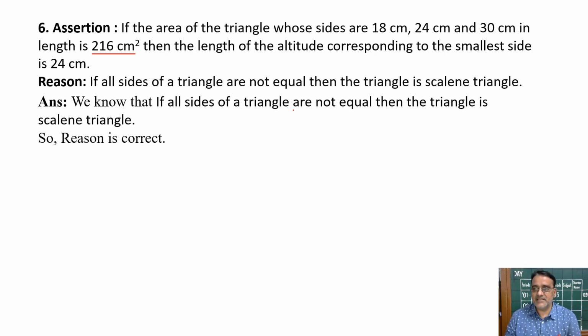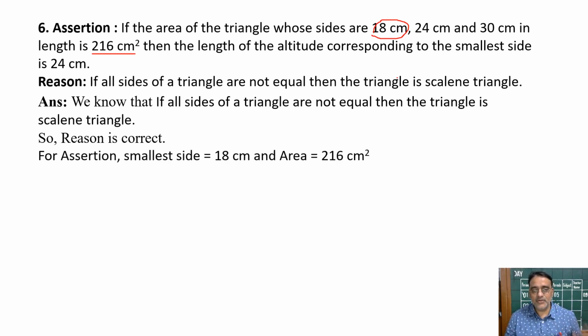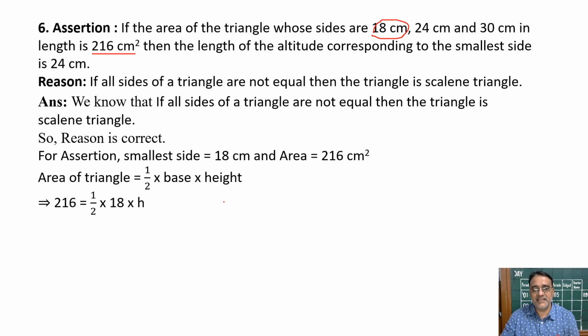Okay. Now for assertion, which is the smallest side? 18, right. And area is given 216 centimeter square. And we know that area of triangle is equals to half into base into height. So we'll substitute area of triangle, base 18, and height we'll take as h, right? So 216 into 2 by 18, okay? The 18 will cancel, we'll get 12. 12 into 2 is 24 centimeter, okay? So the assertion is also correct.